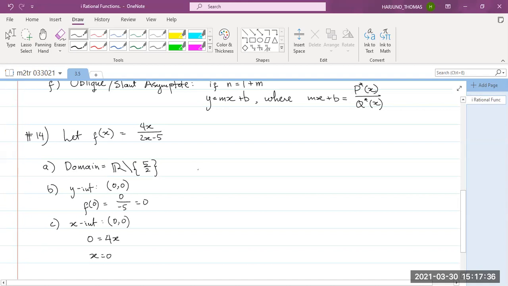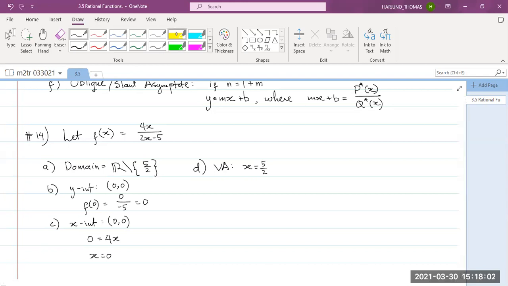Part D, vertical asymptote first. Do we have a vertical asymptote? Yes, the vertical asymptote is given by x equals, remember that's a vertical line, so you need to write it as the equation of a vertical line. x equals 5 over 2. Most of the time, but not all the time, the vertical asymptote is equal to the number you need to exclude.